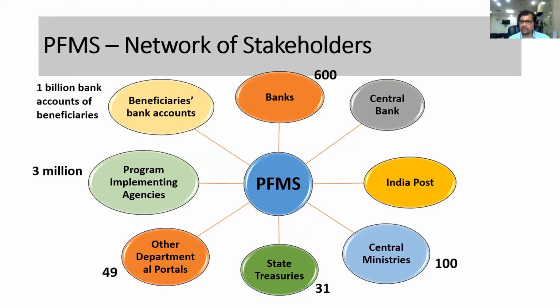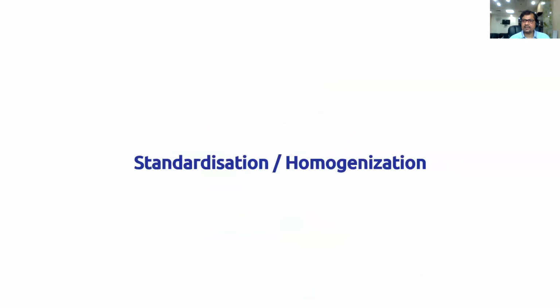Then 3 million program implementing agencies all across sub-national governments and the central government, all 49 or 50 departmental portals, 31 treasuries of state sub-national governments, and 100 ministries. So this kind of integration we have for seamless exchange of fiscal data for various types of service delivery for the governance as well as for the citizens.